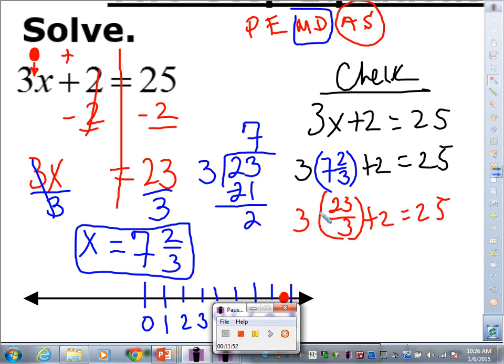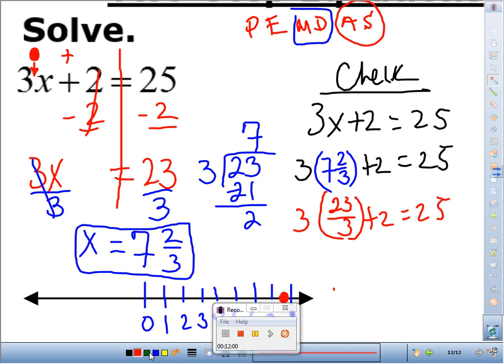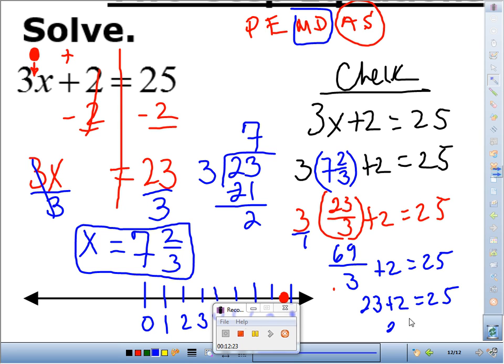This became 23 over 3, so now we're going to multiply. To multiply, let's make this 3 into a fraction. How can we make it into a fraction? Over 1. So this becomes 3 times 23, that's 69, divided by 3, plus 2 equals 25. What is 69 divided by 3? 23 plus 2 equals 25. Is 25 equal to 25? Yes. Copy that, please.